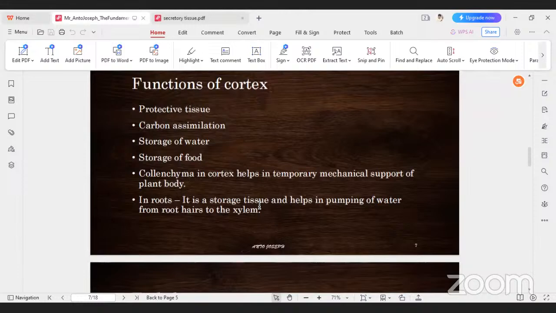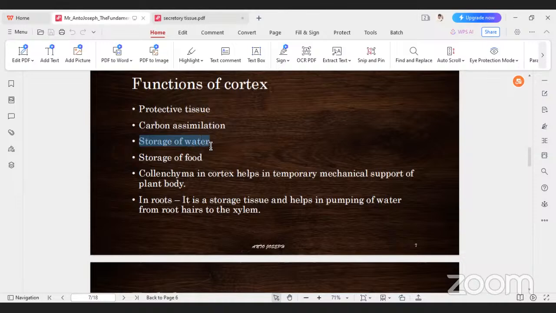Yes, sir. Chlorenchyma function. What is chlorenchyma first? It is a parenchymatous tissue, sir, which helps in photosynthesis. Why does it perform photosynthesis? Because of the presence of chlorophyll. Which parenchyma contains chlorophyll? These are called chlorenchyma. This type of cortex performs photosynthesis by carbon assimilation.